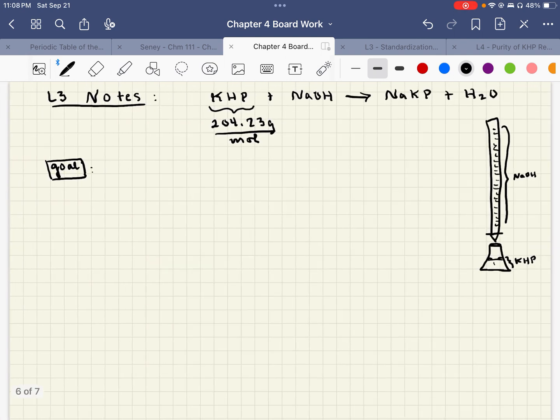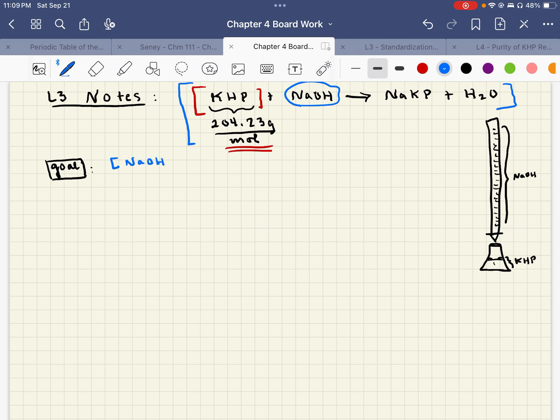Here are a few Lab 3 notes. The first thing I want to note is that you've got a formula here, KHP, which is potassium hydrogen phthalate, not phosphorus. KHP's molar mass is 204.23 grams per mole. The balanced chemical equation for the reaction between potassium hydrogen phthalate and sodium hydroxide is shown right here. For the first lab, the analyte is sodium hydroxide because that's what we're interested in finding the concentration of. So our key goal is to find the concentration of sodium hydroxide.